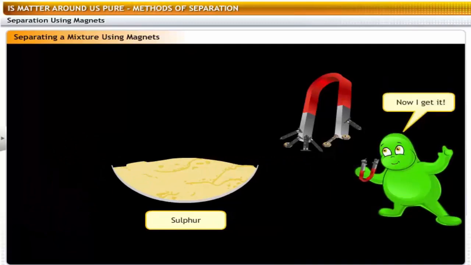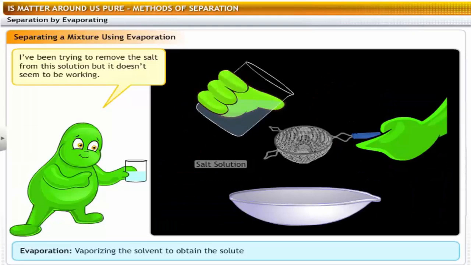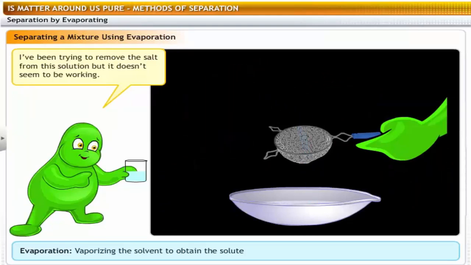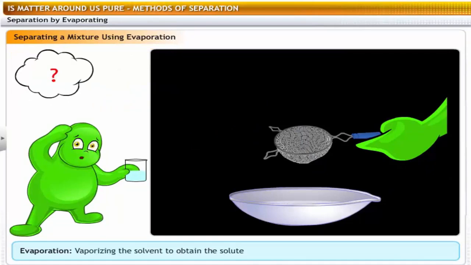Now I get it. I've been trying to remove the salt from the solution, but it doesn't seem to be working.